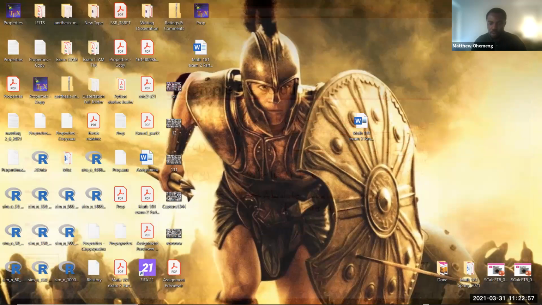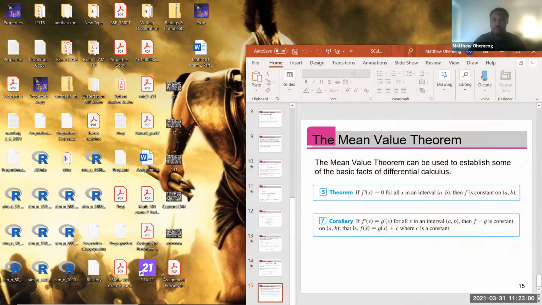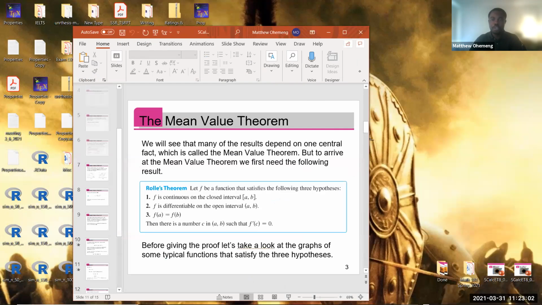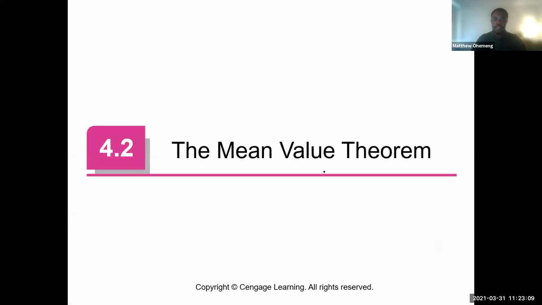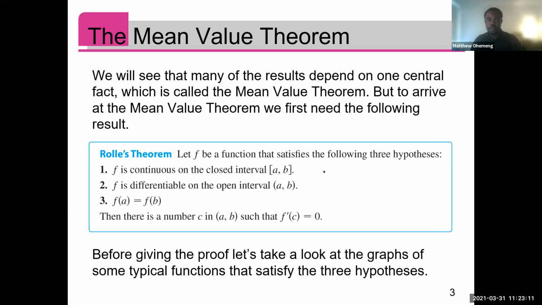Okay, so let's move on to 4.2. For 4.2, you're going to learn something we call the mean value theorem. To start the mean value theorem, you need to know something called Rolle's theorem. For this one, all that you need to know is the conditions. If the conditions are satisfied, then something follows. So there'll be some conditions you have to check for a function. If those are satisfied, then the final conclusion follows.